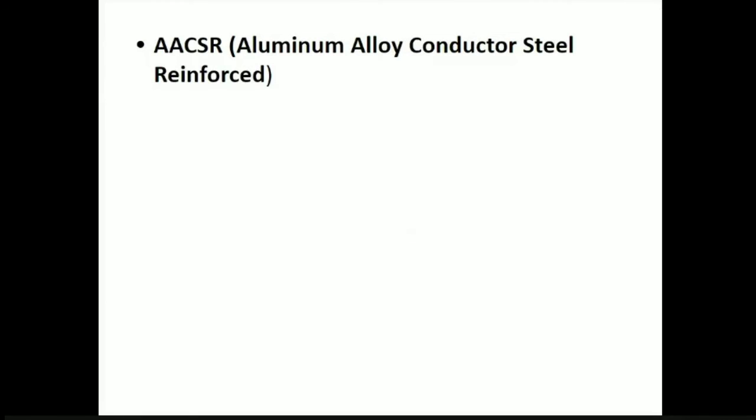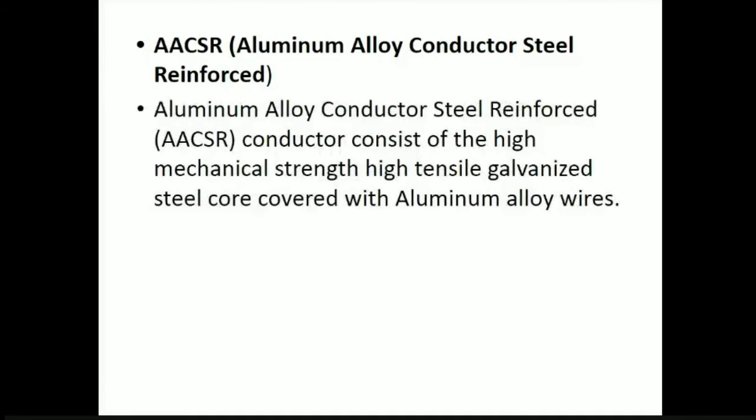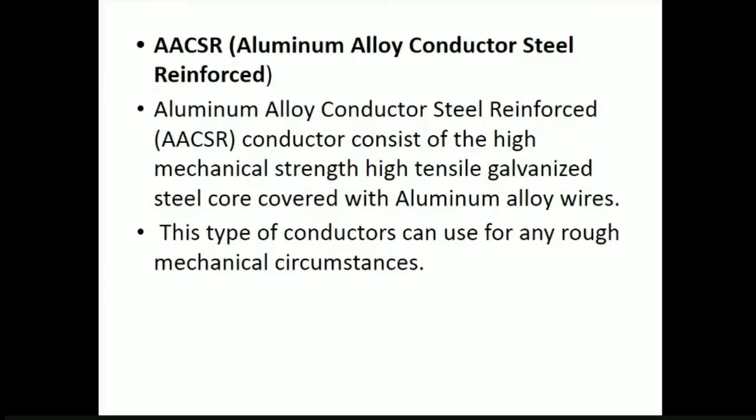AACSR, aluminum alloy conductor steel reinforced. They consist of a high mechanical strength, high tensile galvanized steel core covered with aluminum alloy wires. This type of conductor can be used for any rough mechanical circumstances. So these are the general types of materials and compositions used for transmission purposes. Next class we shall study about supports, and thank you very much for listening.